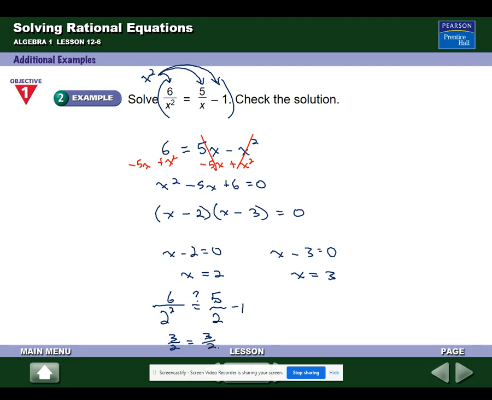Or if you went to fraction, both of those would be 1.5. So 2 as a solution checks. 2 is going to be one of the solutions. Let's check 3 also. 6 over 3 squared.